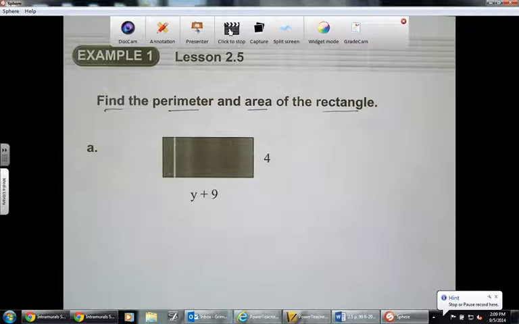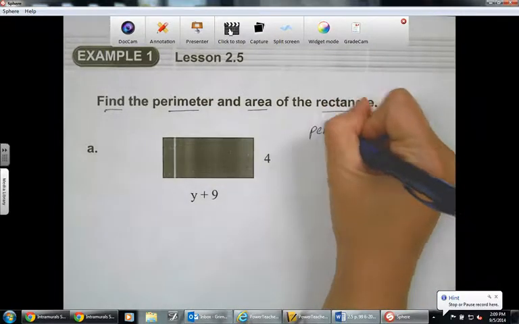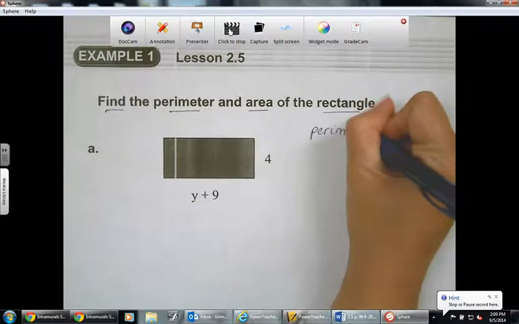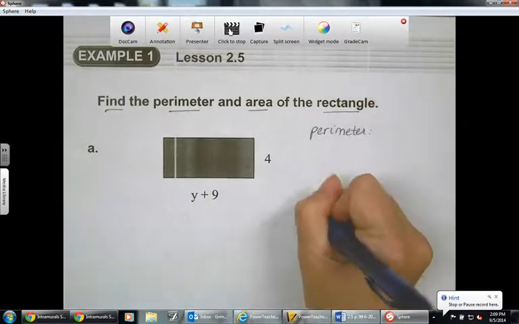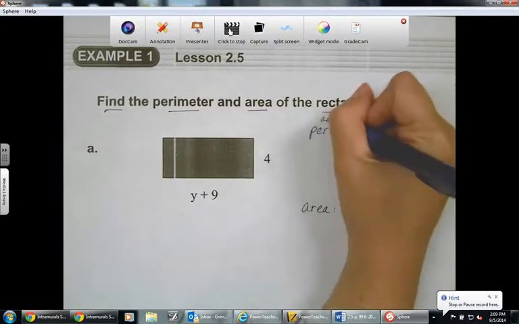Alright, this one is going to have two answers, so I'm going to go ahead and write down perimeter, so I have a place to do my perimeter and area. That's two separate problems here. How do you find the perimeter of any shape? Cooper? Add up all the sides. Very good. So you're going to add all sides, which you don't have to write if you don't want to, but I'm going to write it.